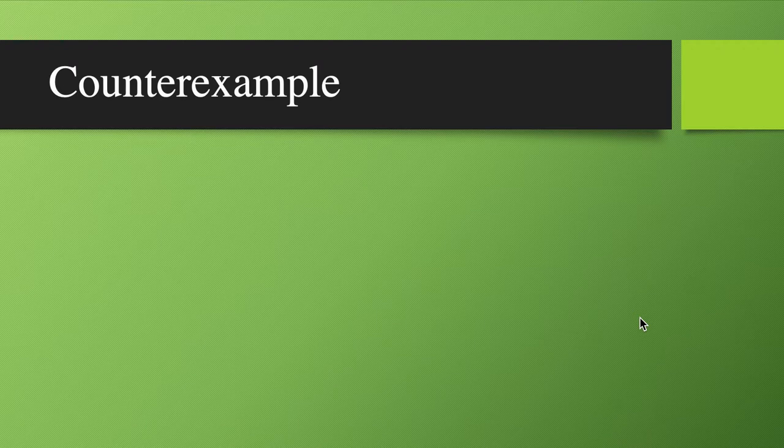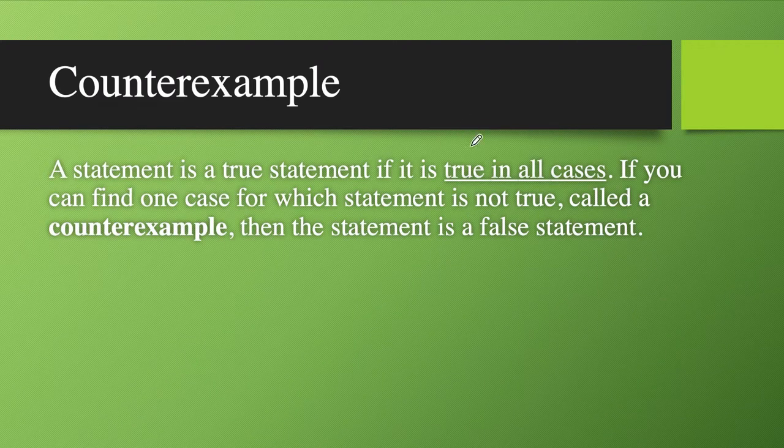And let's talk about counterexamples. A statement is a true statement if it is true in all cases. Similarly, in a conjecture, in order for it to be true in all cases, you must provide a proof. If you can find one case for which a statement is not true, which is what we call a counterexample, then the statement is false, even though you thought that it was correct at first. So that's a counterexample.